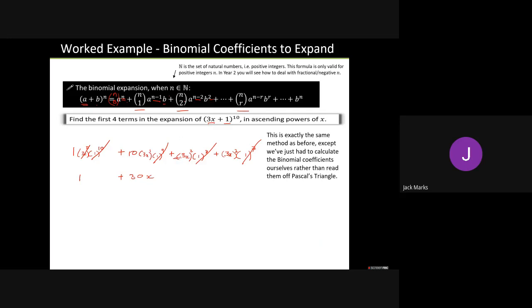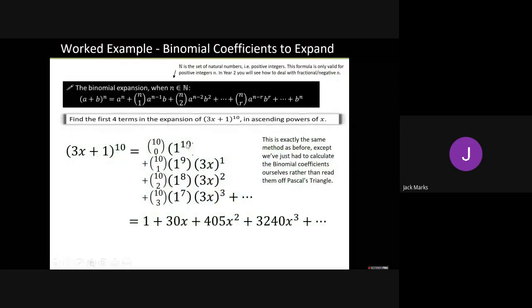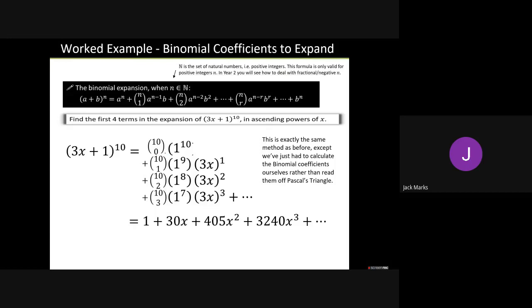I need to get these numbers now from my calculator. As I don't have one directly in front of me, I'm going to reveal it and we're going to talk through. So 10 choose 0 is just 1. 10 choose 1 is just 10. So we looked at how we were able to get these without a calculator.